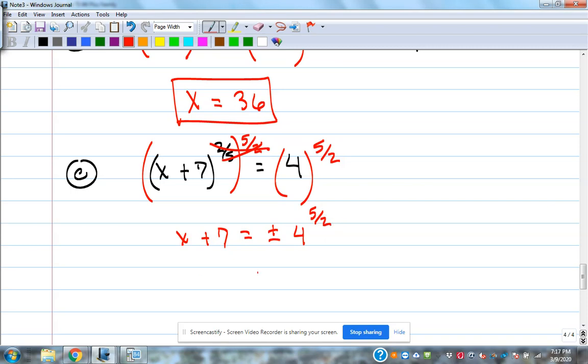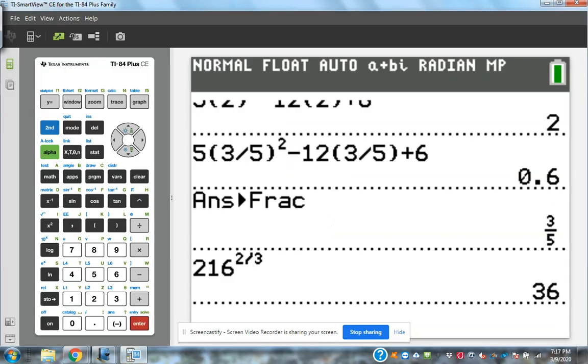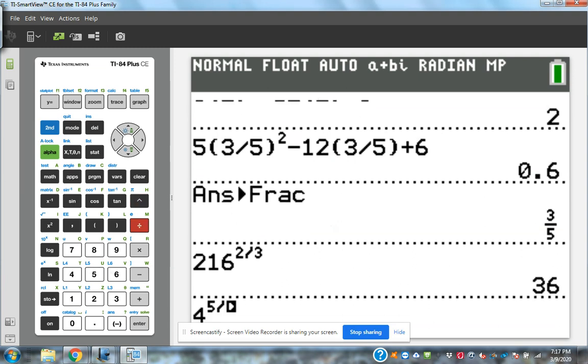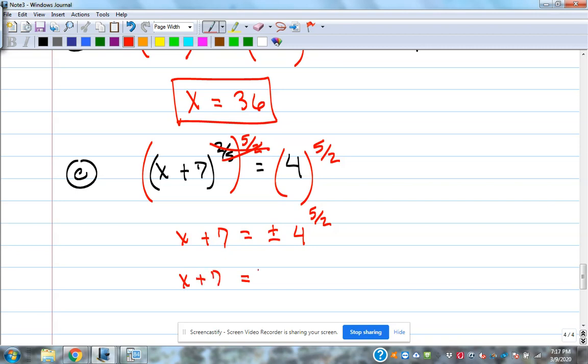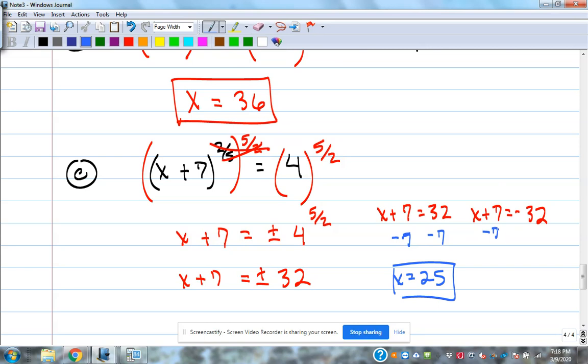Okay, so 4 to the 5 over 2. I'm just going to work that out. 4 raised to the 5 over 2 is 32. So we really have x plus 7 is equal to plus or minus 32. That means I got two problems. I got x plus 7 equals positive 32, and x plus 7 equals negative 32. Subtract 7: 25. Subtract 7: negative 39.